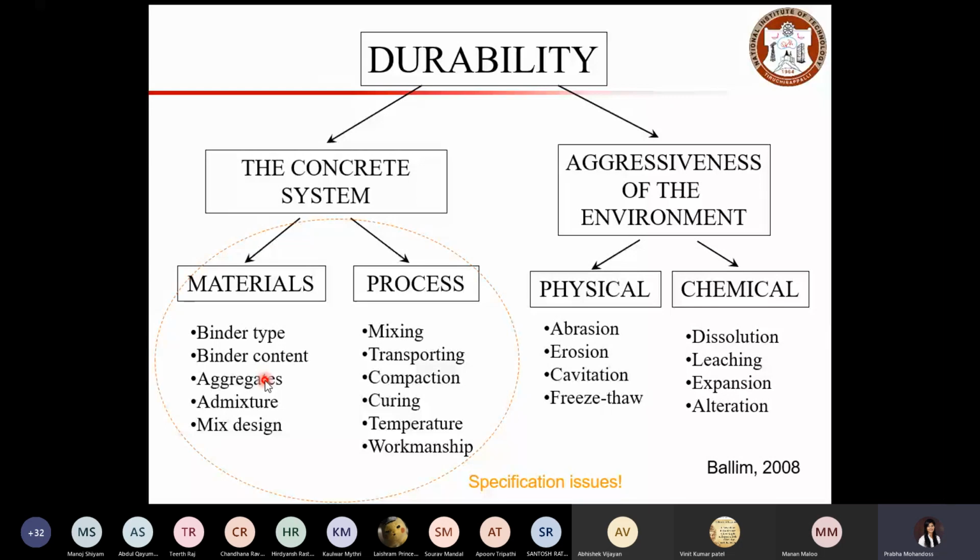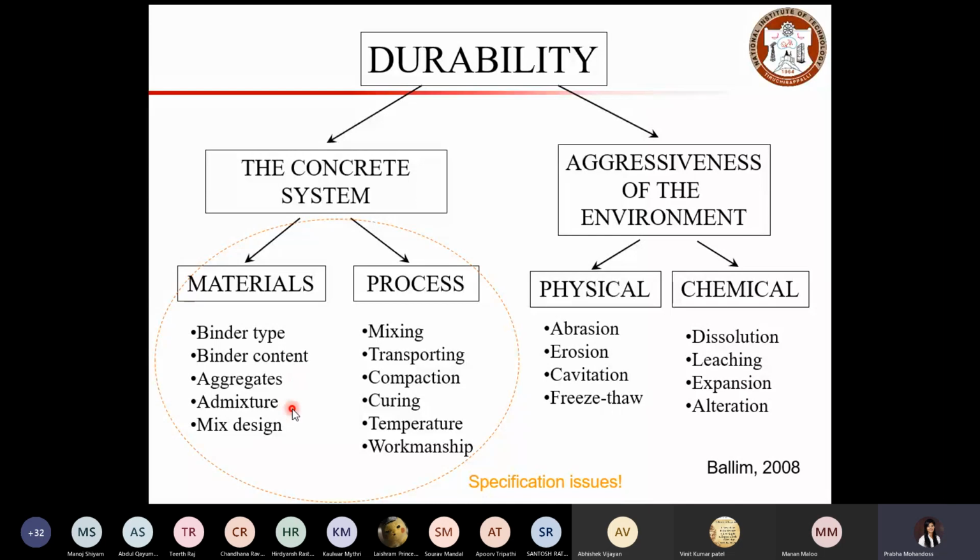So in that case, you have to see the aggregates available in your locality and the nature of aggregates available in your locality, whether it is reactive or non-reactive. If it is reactive, then you have to take measures to avoid the consequences of the reactiveness of the aggregate that you are going to use.